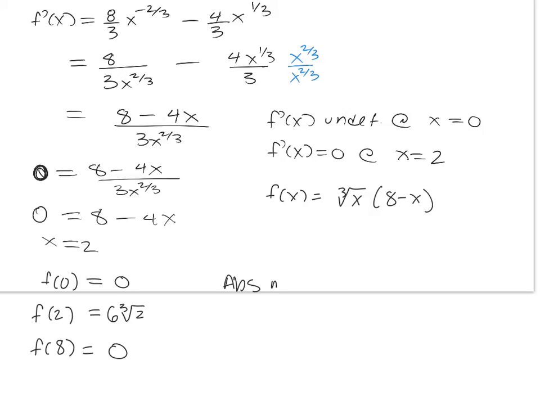So what's the absolute minimum? 0. Yep, f of 0 equals f of 8 equals 0. And the absolute max is f of 2 equals 6 cube roots of 2.